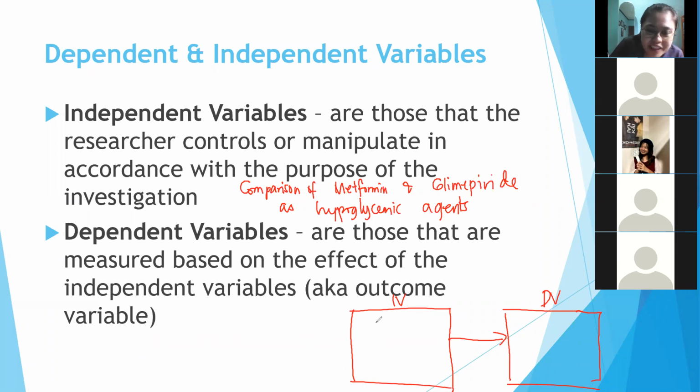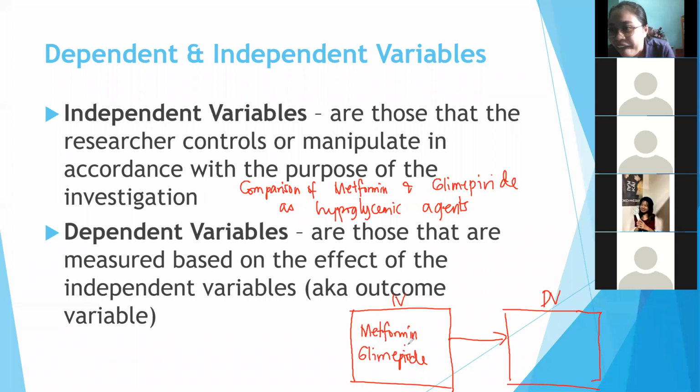Tama po, Archie. Your independent variables here, duha atong independent variables. Metformin ug glimepiride. So, unsa atong dependent variable. Okay. So what do you think will be the dependent variable? What is the outcome? When you manipulate metformin and glimepiride, iimbestigahan na to siya. Unsa? Hypoglycemic I-measure na to. Hypoglycemic effect. Okay.